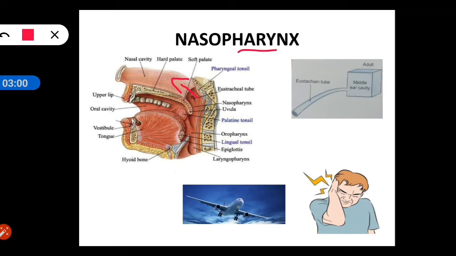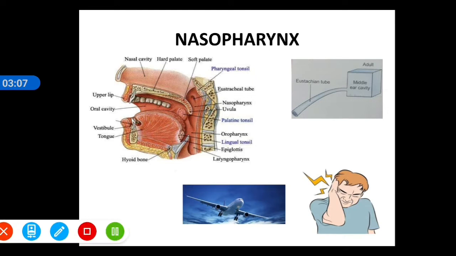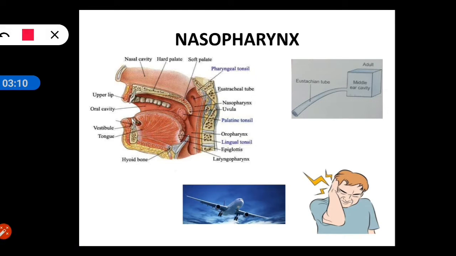Let us see the roof and the posterior wall of the nasopharynx now. So, this is the roof and the posterior wall of the nasopharynx. The roof and the posterior wall of the nasopharynx is formed by the body of the sphenoid, basilar part of the occipital bone, anterior arch of C1 and C2. So that is the boundary of the posterior wall and roof of the nasopharynx. We have already discussed the anterior wall. We have also discussed the roof and the posterior wall of the nasopharynx.